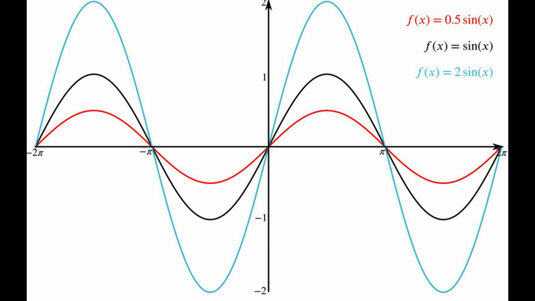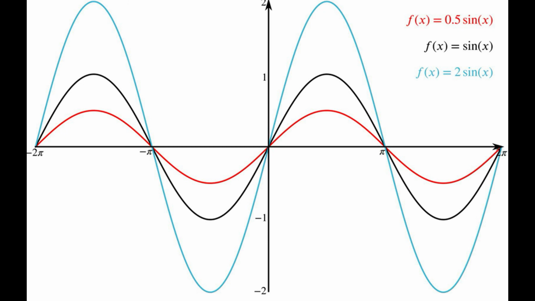And so it's going up a half, down a half, up a half, down a half. And the waves, as you can see when they're compared to the black line, are half as much. The blue line is if you had a 2 for your amplitude. So these ones are going to go up 2, down 2, up 2, down 2. And on all of these curves, we didn't change the period, and we didn't change the horizontal or vertical shifts.